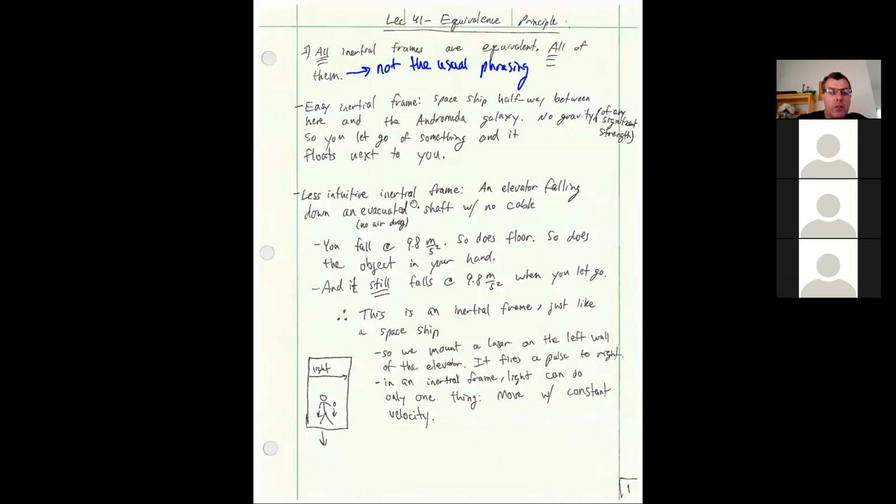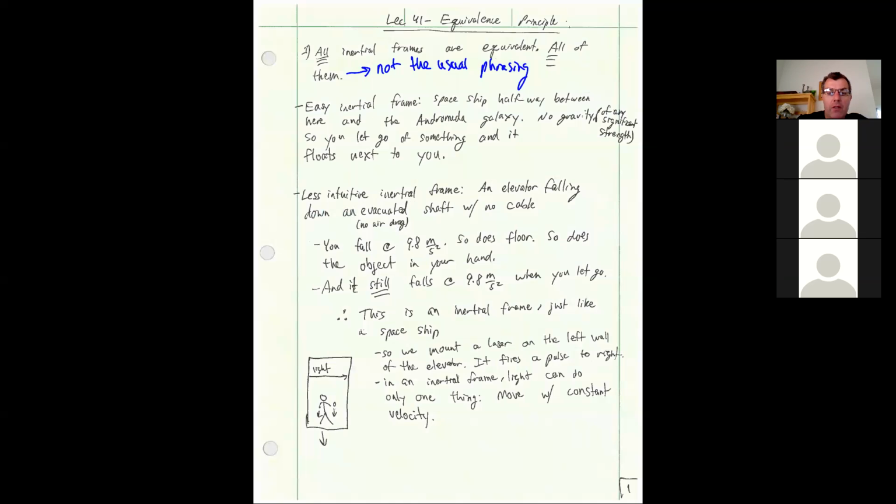There's a less intuitive inertial frame, and Einstein thought of this less intuitive inertial frame 2 years after publishing his special theory of relativity while he was still working at the patent office. And he described it as the most wonderful thought of his entire life.